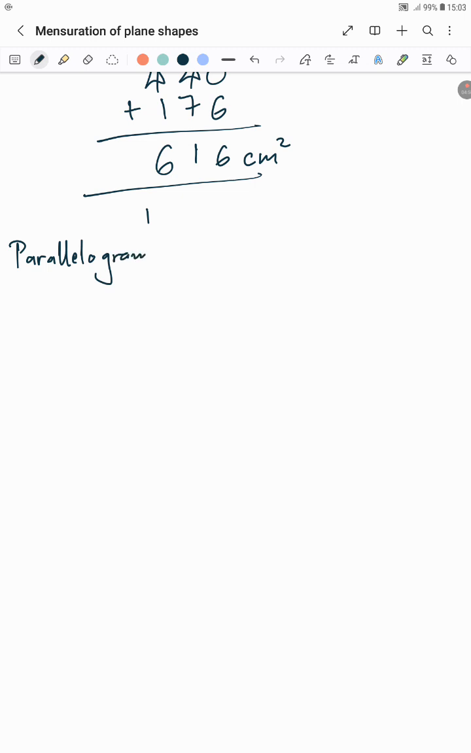So a parallelogram is the same as a rhombus in terms of formula, but slightly different, because a rhombus has got 4 sides that are equal. It has got 4 sides that are equal, but it looks like a parallelogram, something like this. We are saying the sides are equal.